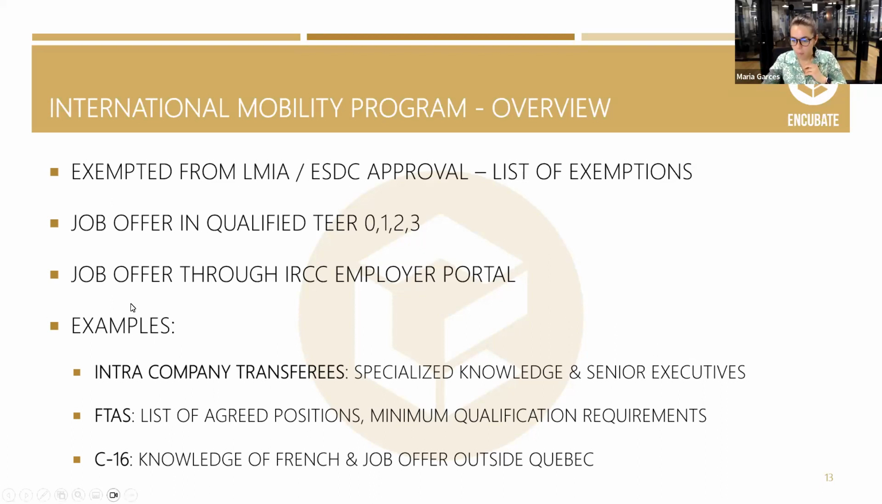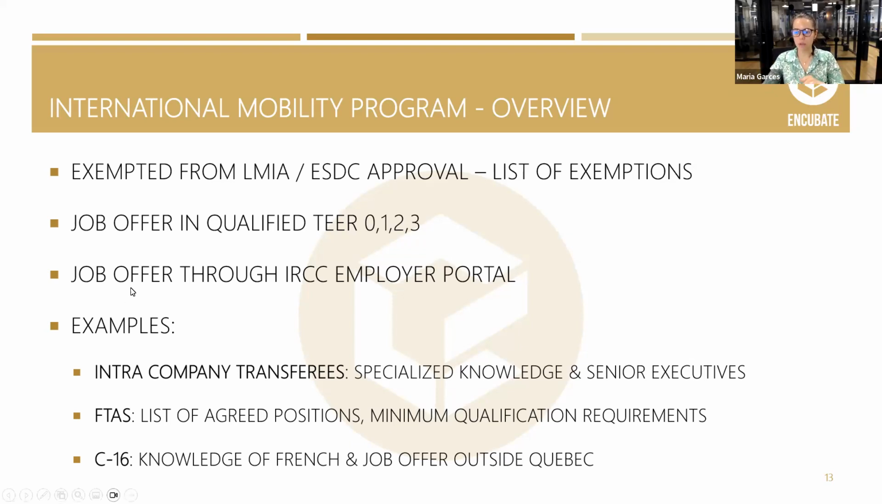Now, for most of the job offers that we have under this International Mobility Program, the category that they fall under needs to be what we call a qualified position. Again, this does not apply to all, but the majority of it, we need to show a job offer in a position classified in tiers 0, 1, 2, or 3. I'll discuss what this means in the next slide in a second, but basically a position that requires a certain level of education and a certain level of experience, so something that's qualified.